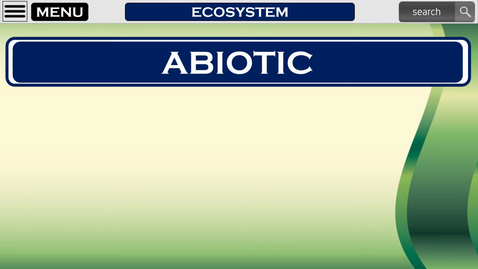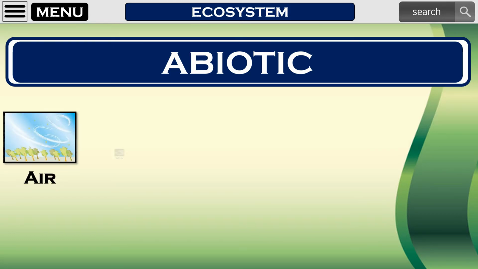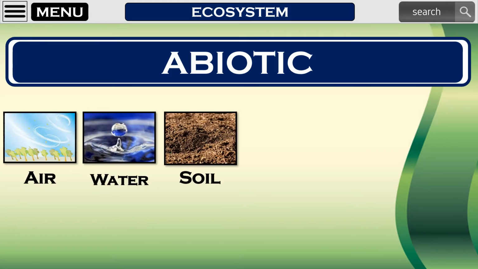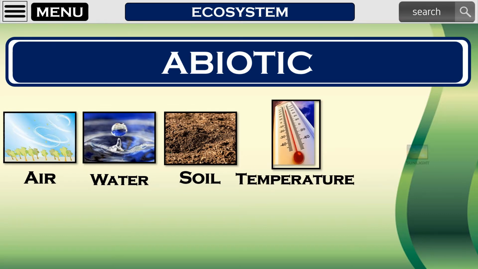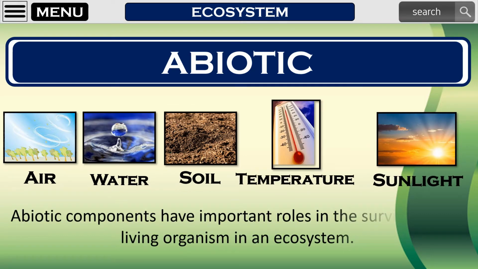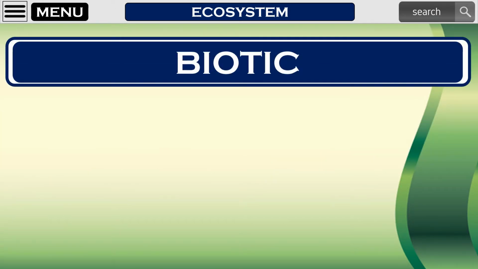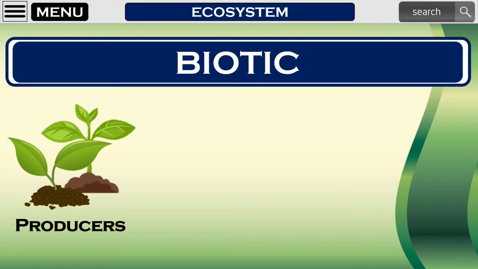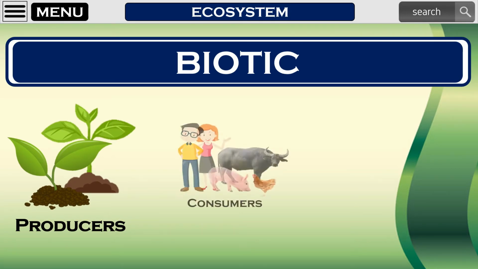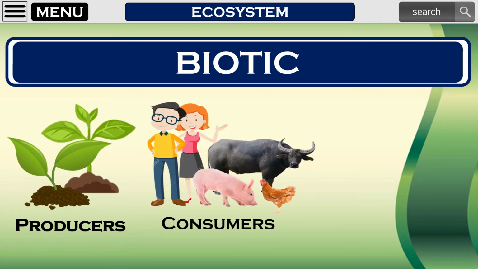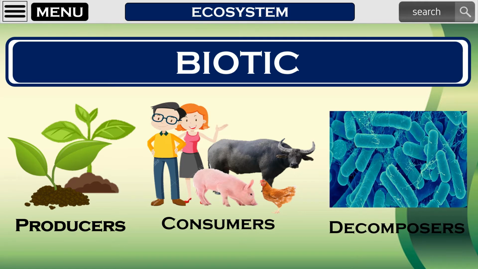Abiotic components include air, water, soil, temperature, and sunlight. These abiotic components have important roles in the survival of living organisms in an ecosystem. Biotic components include producers or various plants, consumers such as animals, and decomposers or microorganisms such as bacteria.